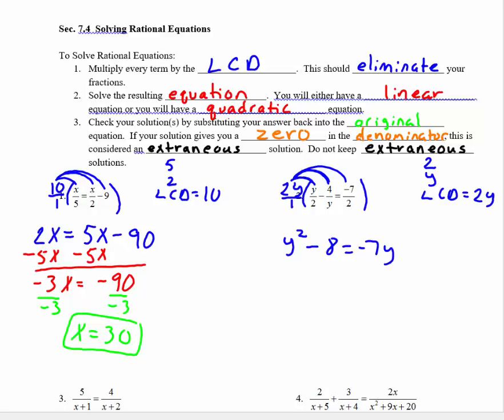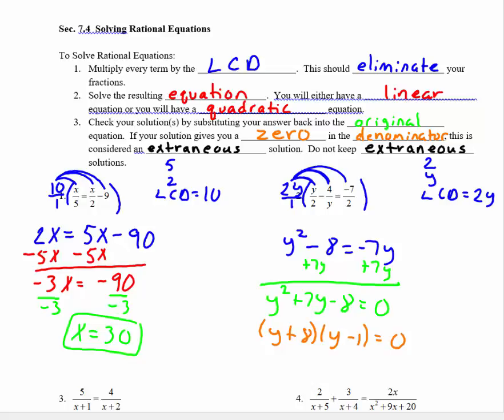This equation is quadratic, so what do we need to do? Bring everything over to make it equal to 0. So I'm going to add over the 7y, and that should go in the middle. So we end up with y squared plus 7y minus 8 equals 0. So now this is just a C method. The factors of negative 8 that add up to a positive 7 would be positive 8 and negative 1. So it's going to factor into y plus 8 times y minus 1 equaling 0.